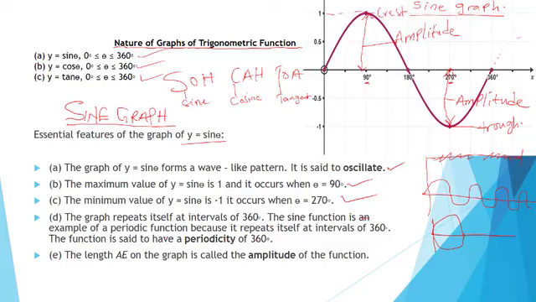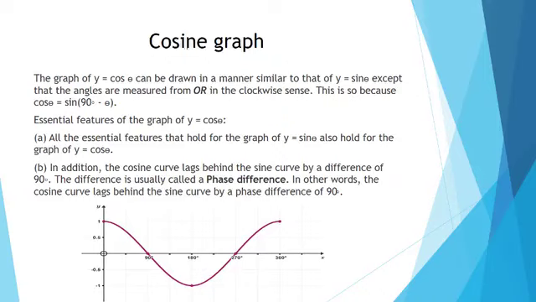The length from A to E, so this is our A and this is our E, this another A, this our E, is called the amplitude. I've explained it. That is the difference between the average and the point of maximum displacement, or the average and the point of minimum displacement. So this is the nature of the sine graph. Now let's go to the cosine graph.